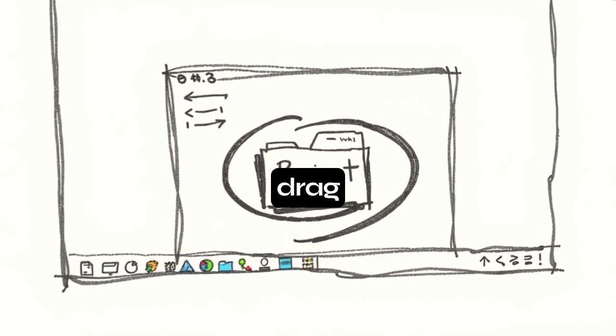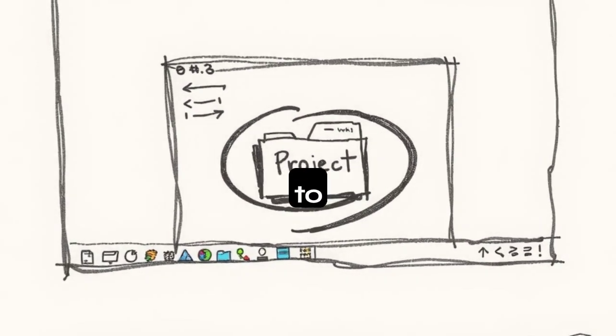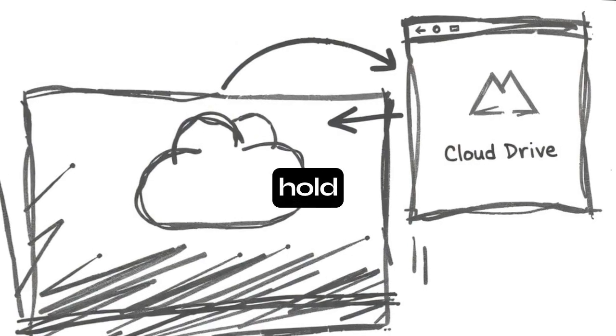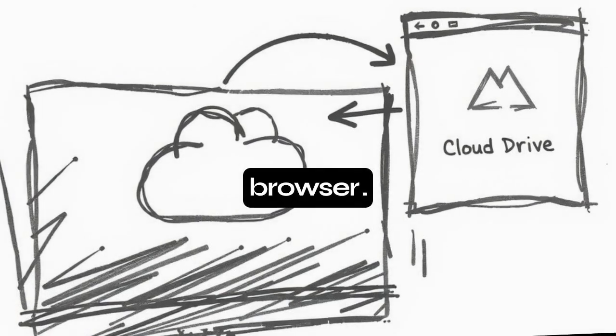Method 1. Drag and drop. On your desktop, locate the folder you want to upload to iCloud. Click and hold the folder, then drag it into the iCloud Drive window in your browser.